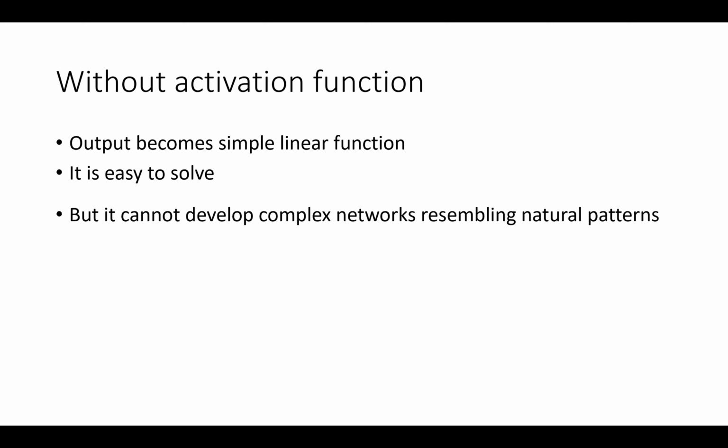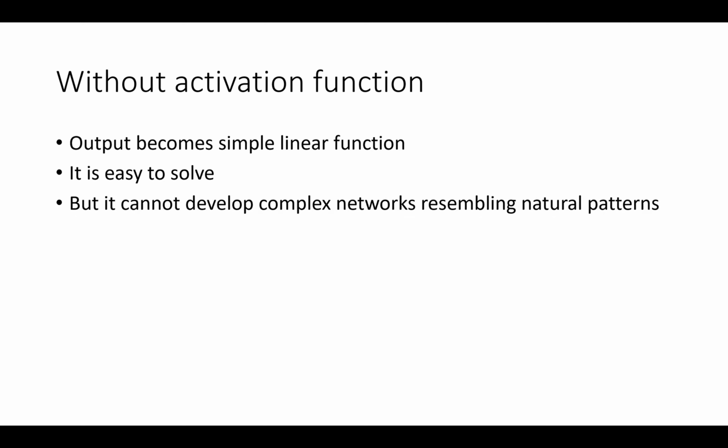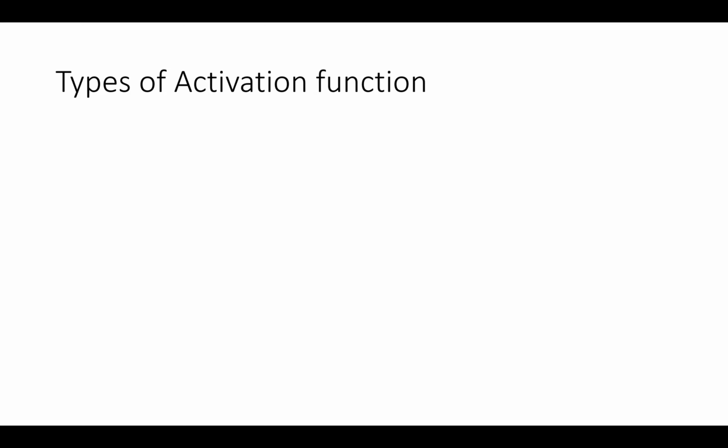The main issue is if we don't have an activation function, it cannot develop a complex pattern. Thereby, we cannot understand the natural patterns in the system easily compared with having an activation function. So, this is a drawback if you don't have an activation function in a neural network. So let's come to the point.